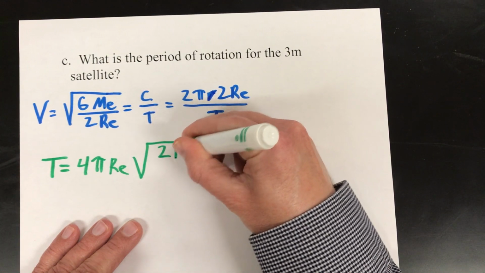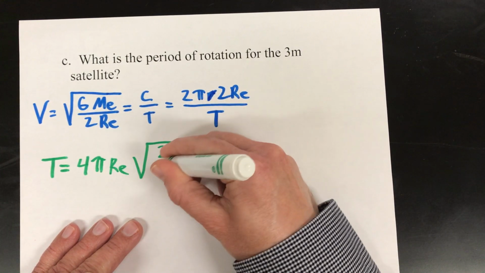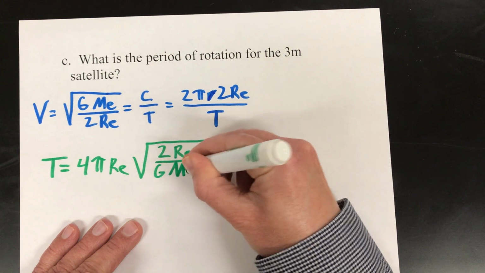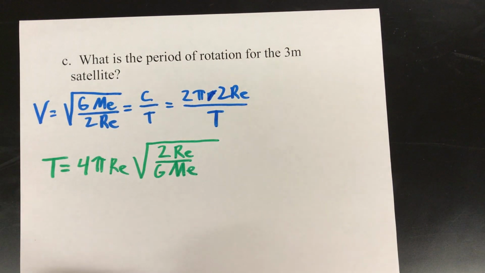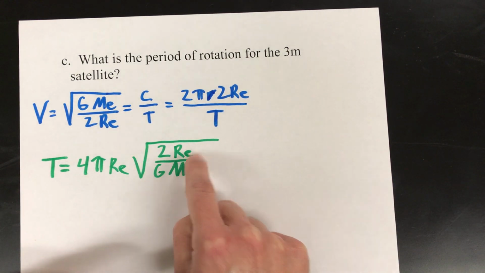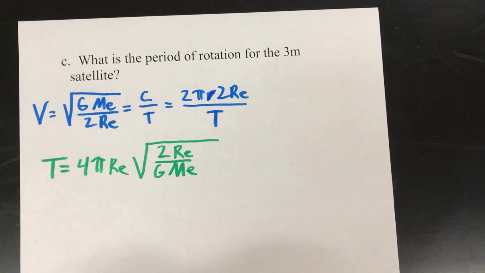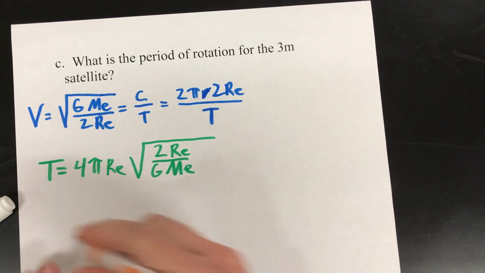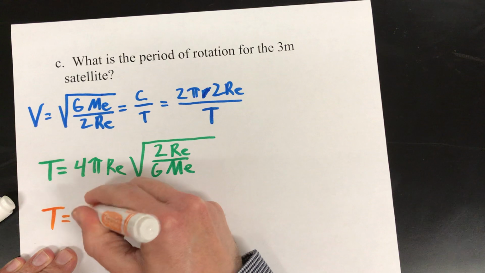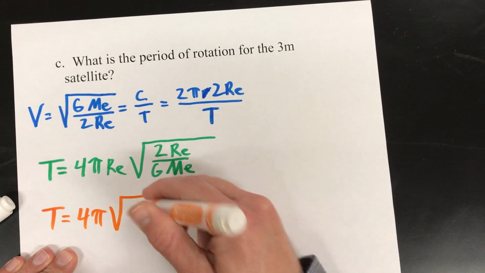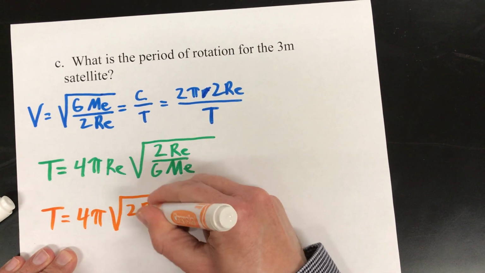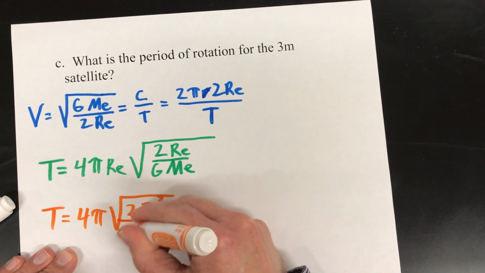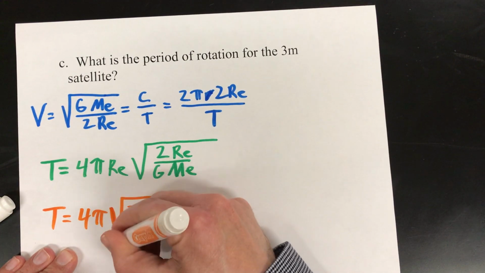And so this is 2re over top of G times the mass of the Earth. Now you can just leave it like that if you want. You can clean this up a little bit. For some people it's weird to have an re outside of the square root and re inside, whatever. Doesn't really matter. If you brought this inside, it'd be r squared, and times that would be r cubed. So if you really want to write that, you could say the period is equal to 4 pi times the square root of 2 re cubed over G me, like that.